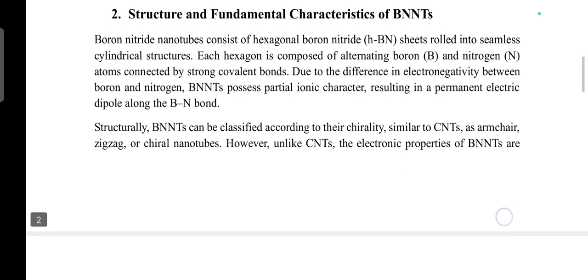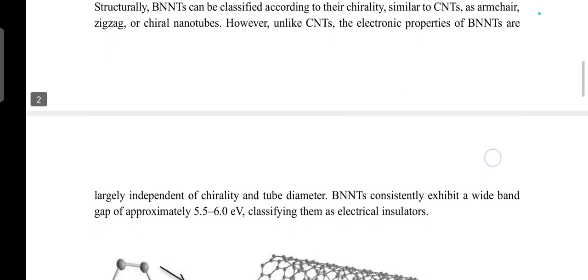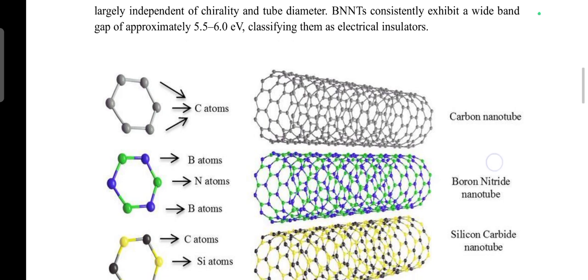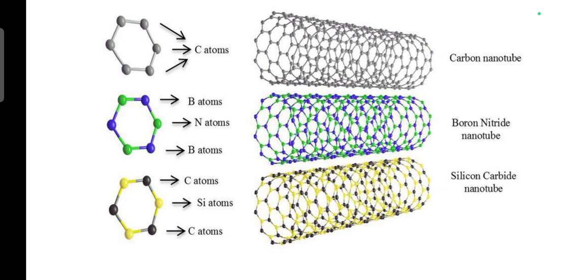However, unlike carbon nanotubes, the electronic properties of boron nitride nanotubes are largely independent of chirality and tube diameter. Boron nitride nanotubes consistently exhibit a wide band gap of approximately 5.5 to 6.0 electron volts, classifying them as electrical insulators. Here are some examples. Here are some pictures of boron nitride nanotubes, carbon nanotubes, and silicon carbide nanotubes.